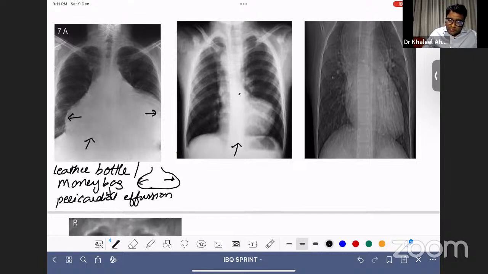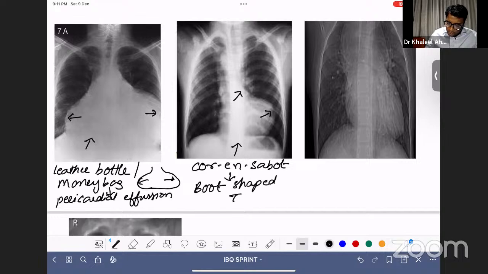Can you appreciate there is a concave pulmonary area and an upward cardiac apex? The cardiac apex, instead of being downward, is directed more upwards. So this is called Coeur en Sabot. This is the boot-shaped heart. All of you know this. This is tetralogy of Fallot. Very nice.